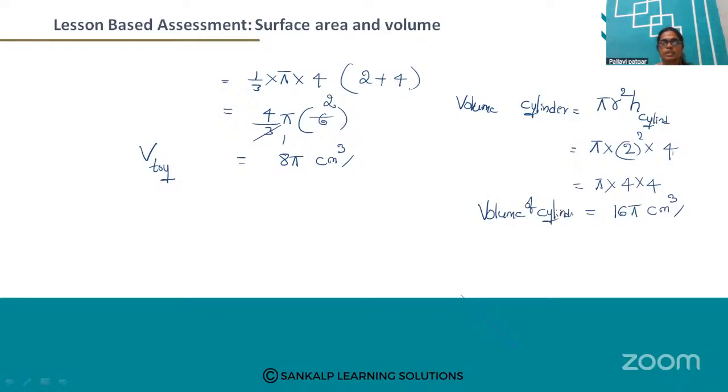So here, now find the difference of the volumes. So here difference of the volume. Difference between the volumes is equal to volume of cylinder minus volume of toy.